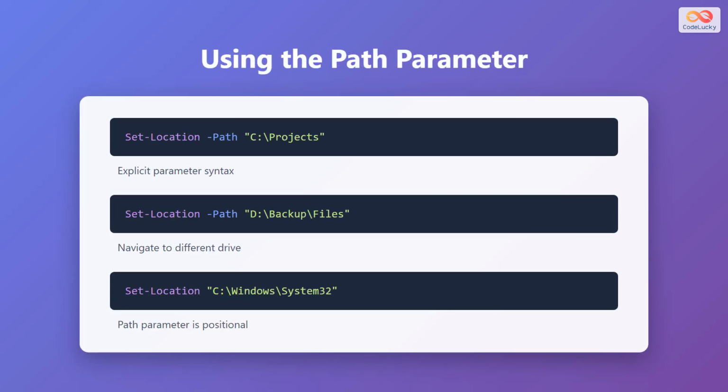Set-location has a parameter called path that you can use explicitly. The syntax looks like set-location -path followed by the directory in quotes, such as c:\projects. This explicit parameter syntax is useful in scripts where you want to be clear about what you're doing. You can navigate to different drives using this method too, like set-location -path followed by d:\backup files. The path parameter is actually positional, which means you don't have to write -path at all. You can just type set-location followed directly by the path, and PowerShell knows you mean the path parameter.